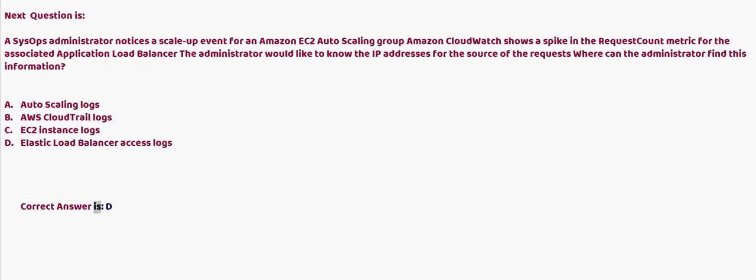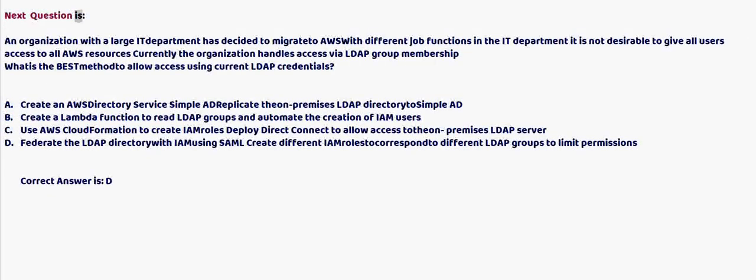Correct answer is D. Next question is: an organization with a large IT department has decided to migrate to AWS, with different job functions in the IT department. It is not desirable to give all users access to all AWS resources. Currently, the organization handles access via LDAP group membership. What is the best method to allow access using current LDAP credentials?